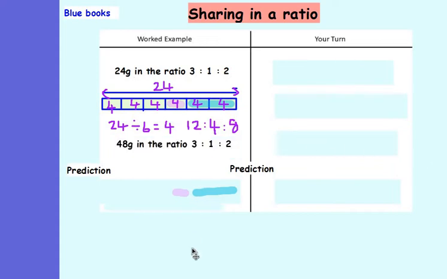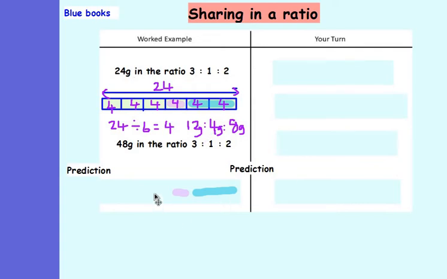Okay, Year 8. I've now been asked to split 48 grams in the ratio 3 to 1 to 2. In your light blue books, can you just give me a prediction of what you think that might be? Pause the video, have a little think, just predict. Just have a go. Doesn't matter if you get it right or wrong, just predict what you think might happen. See how it relates to the one above.